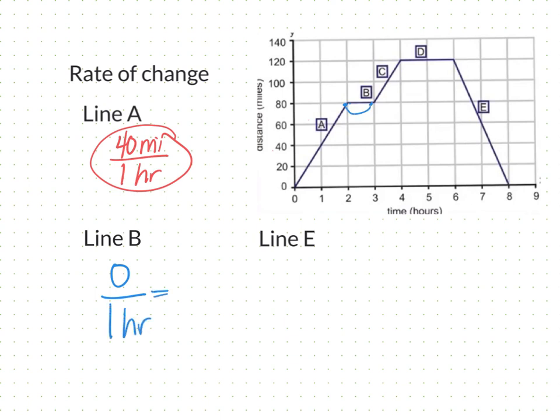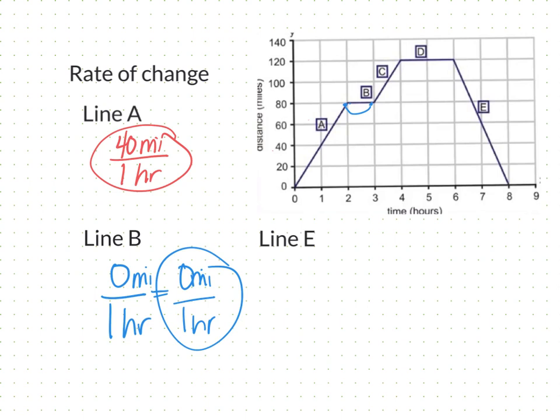Okay, so we have 0 miles over 1 hour. We didn't have to rewrite that, but that's my answer. That's a horizontal line. So anytime you have a horizontal line, the rate of change is 0.